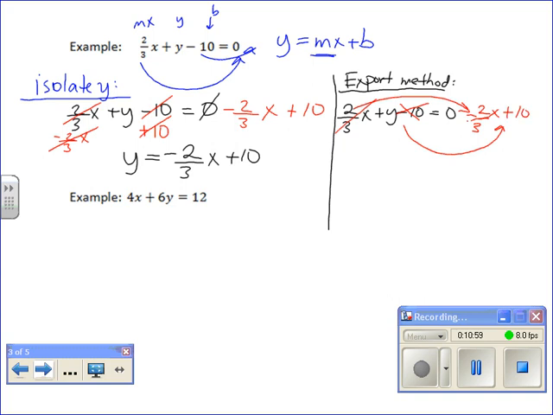And then again, I could go ahead and clean that up. That's y is equal to negative 2/3 x plus 10. Okay, and there's my final answer. Those are both the same, no matter which way I go.